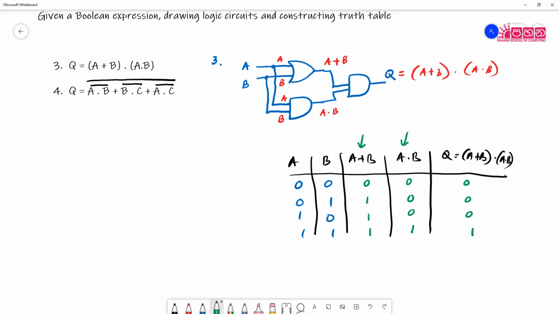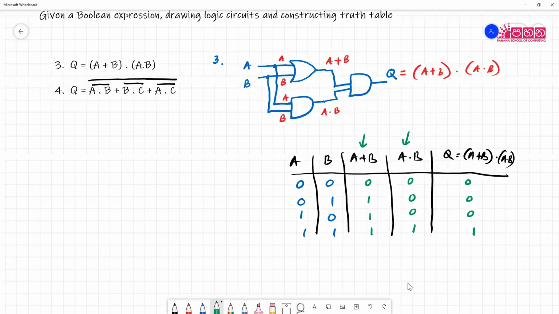Yes, so it's the same as A dot B. If you look at the two columns, they are the same, which means this complex circuit with three gates can be reduced into one single gate. The output will be the same. So this expression is the same as this one, which means logic gates can be used to simplify your circuits. When you learn further about logic gates, you will learn there are other ways to simplify them. But for the time being, we can even draw a truth table to identify the simplified circuit.